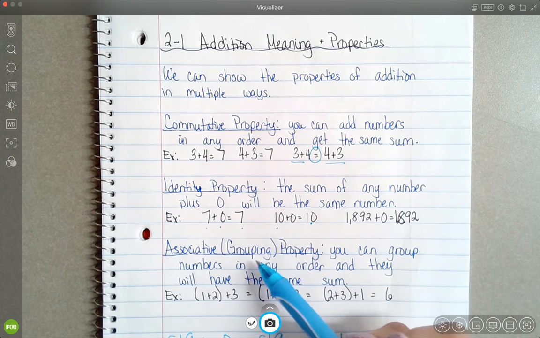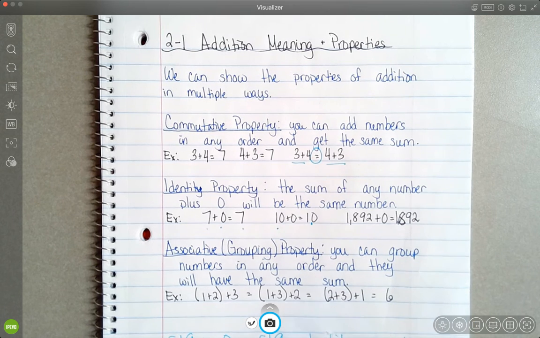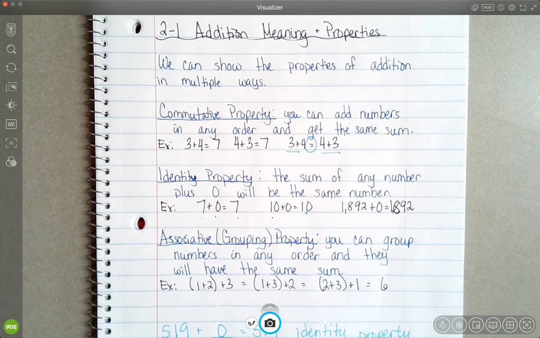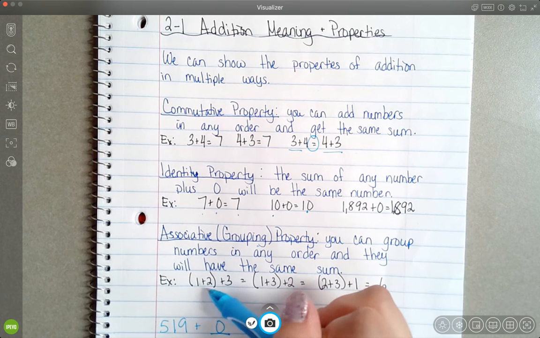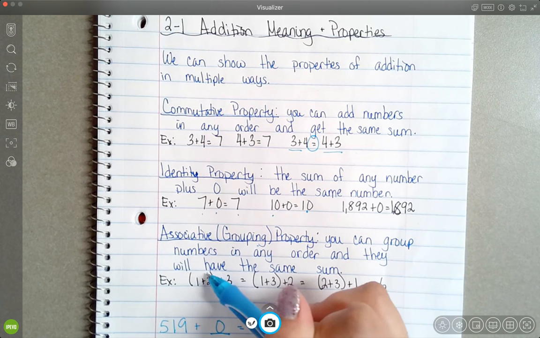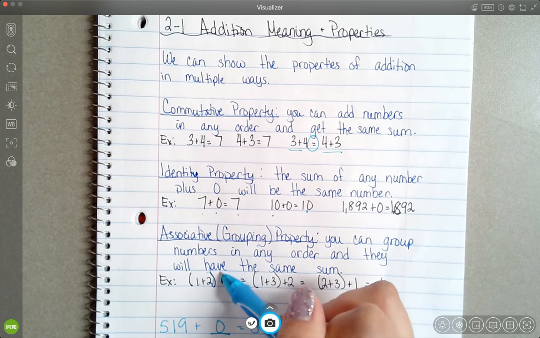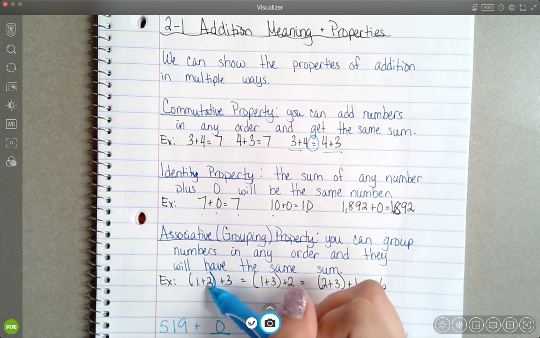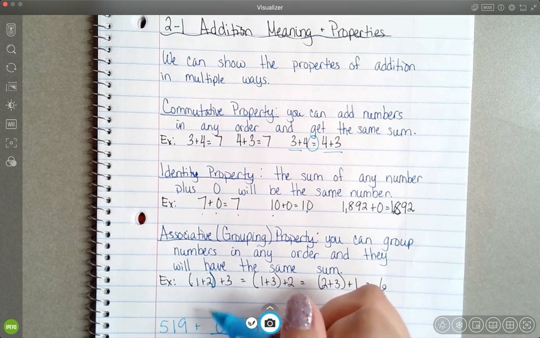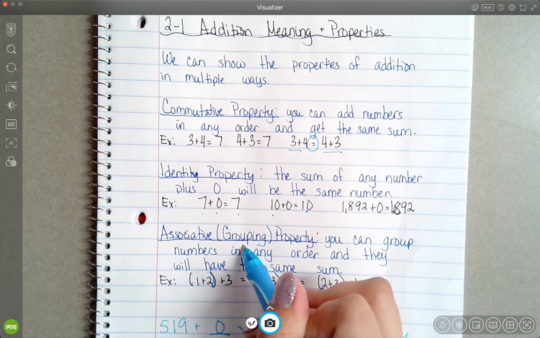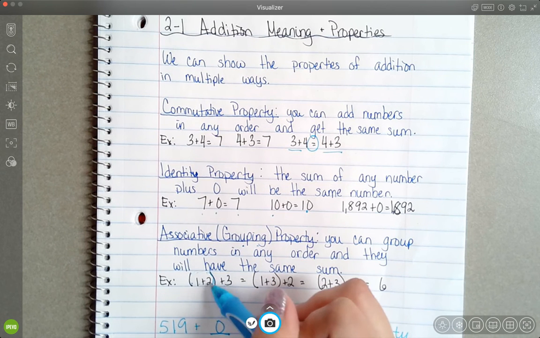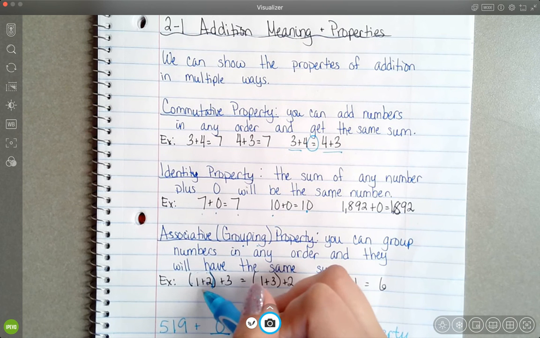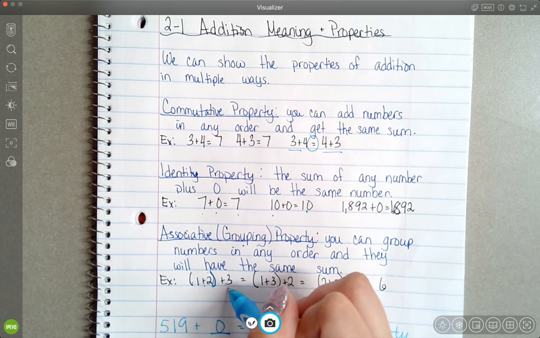The associative or the grouping property, you can group numbers in any order and they will still have the same sum. So for example, 1 plus 2 plus 3. Now, anytime you see these parentheses, they're grouping these numbers together. They're saying, hey, do this part first, right? So if you see these parentheses, you already know it's the grouping property. It wants you to add 1 plus 2 first. And I know 1 plus 2 is 3. Plus 3 more will get me 6.